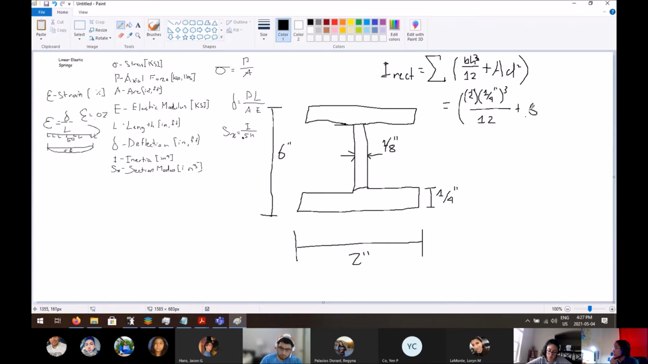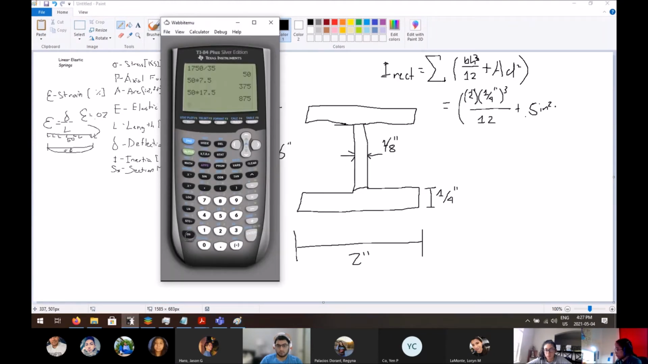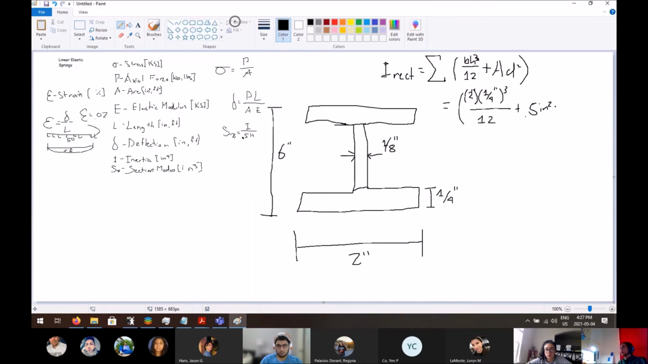1/4 times 2, that would be just 0.5 inches squared, times D. Now what's D? So that's the distance. That's the average distance of this shape from the neutral axis of the shape. So what's the neutral axis? It's the center point of the entire shape.